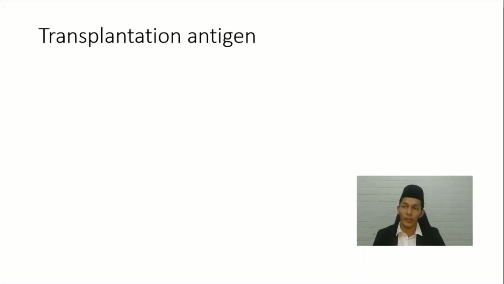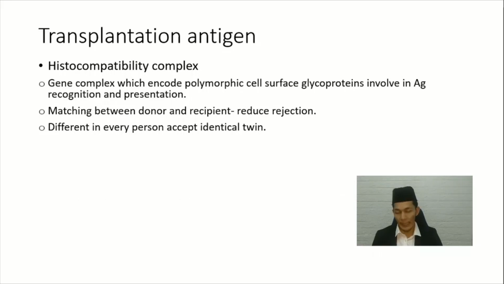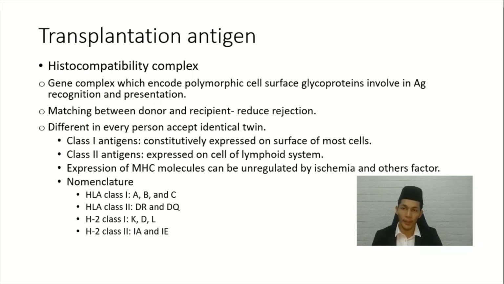Okay, I'm Huzefa, and I'm going to continue the other 2 points for immunology of rejection, which are transplantation antigen and mechanism of transplantation rejection. For the transplantation antigen, it consists of MHC, also known as major histocompatibility complex. There are 2 classes, class 1 antigen and class 2 antigen. Class 1 antigen is expressed on most cells, but class 2 antigen is only expressed on the cells of the lymphoid system. MHC is a gene complex which encodes polymorphic cell surface glycoproteins involved in antigen recognition and antigen presentation.